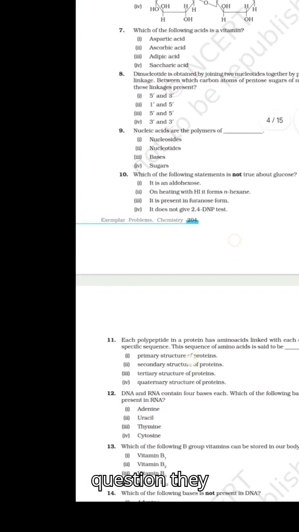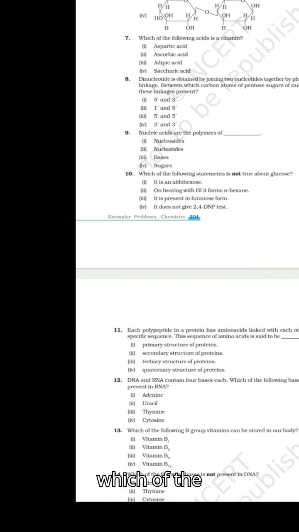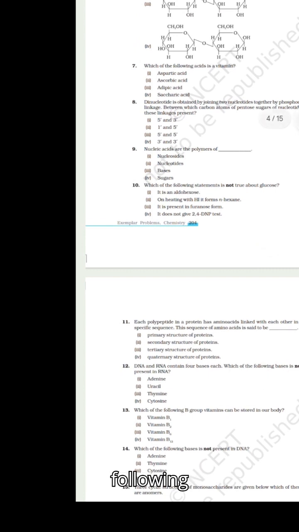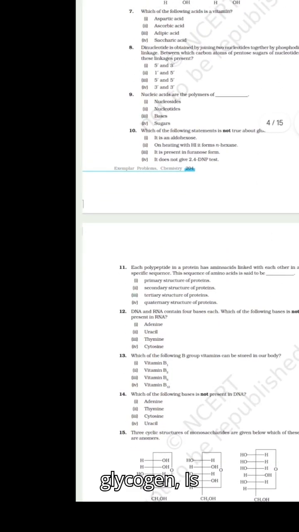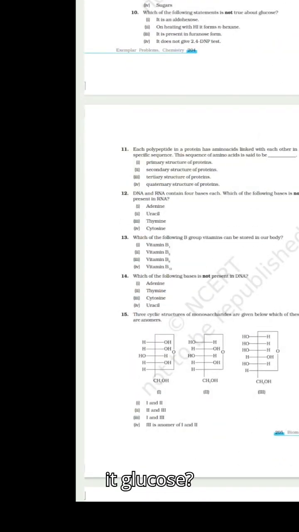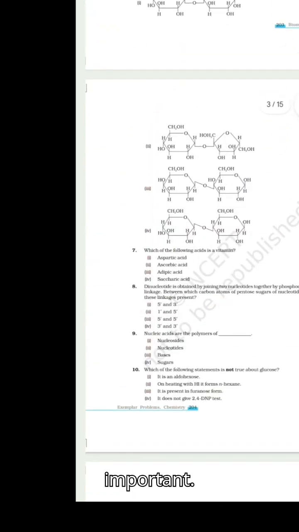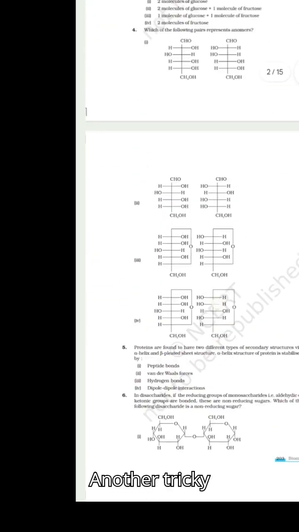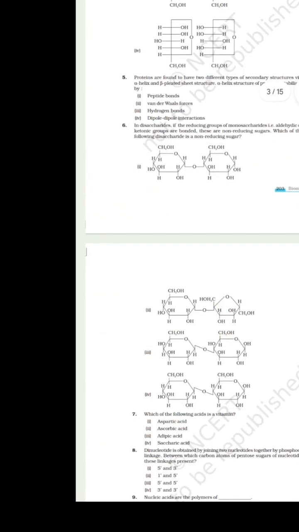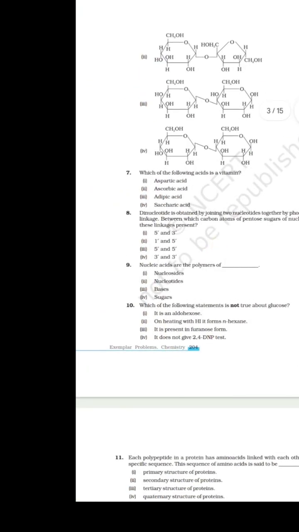Another question they may ask is: which of the following polymers is made of alpha D glucose? Then we have to answer starch or amylose. Which of the following polymers is made of beta D glucose? Then we have to answer glycogen is a polymer of beta D glucose. And then again, another important or tricky question is the 9th one: nucleic acids are the polymers of.